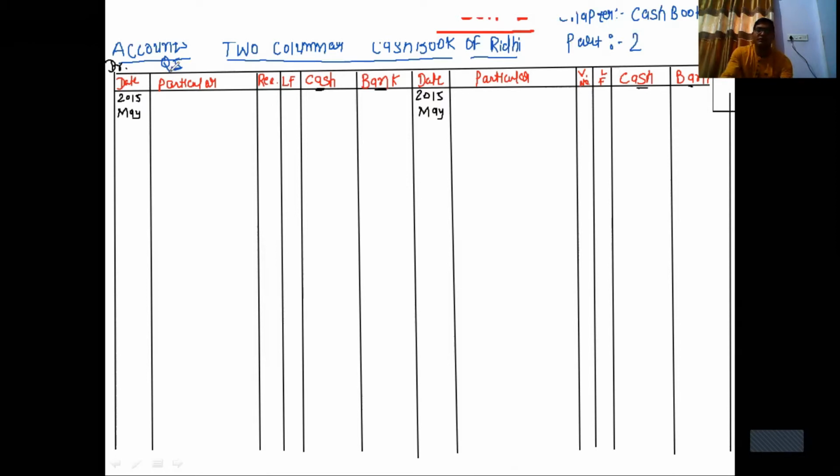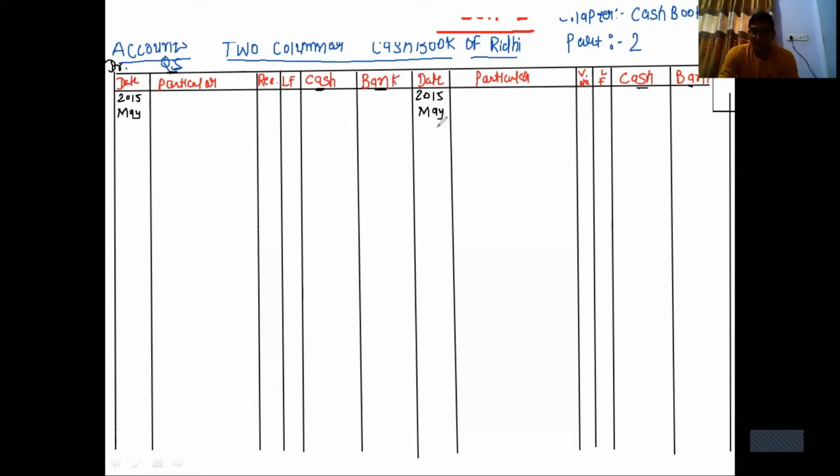We are starting question number 5. In question number 5, the name of the person is Riddhi. So we have to write down a two columnar cash book of Riddhi. In the question, they ask to prepare a cash and bank column. Okay. So now we are starting a sum, and in the transaction they have provided year 2015 and month May. So we have to write down on both sides, debit and credit side, year and month, 2015 May, 2015 May.